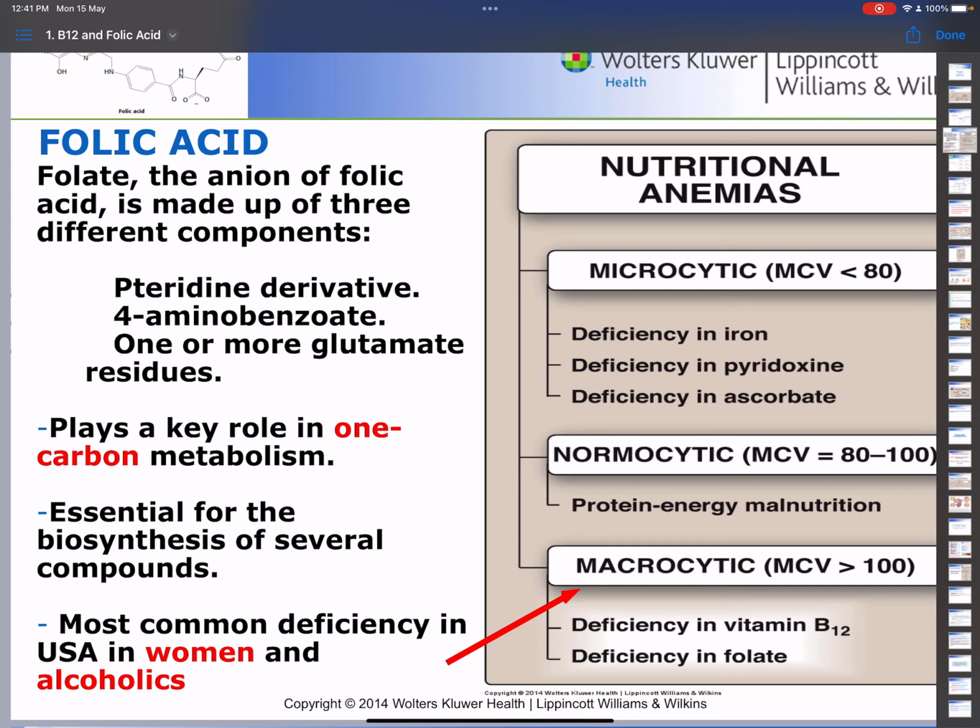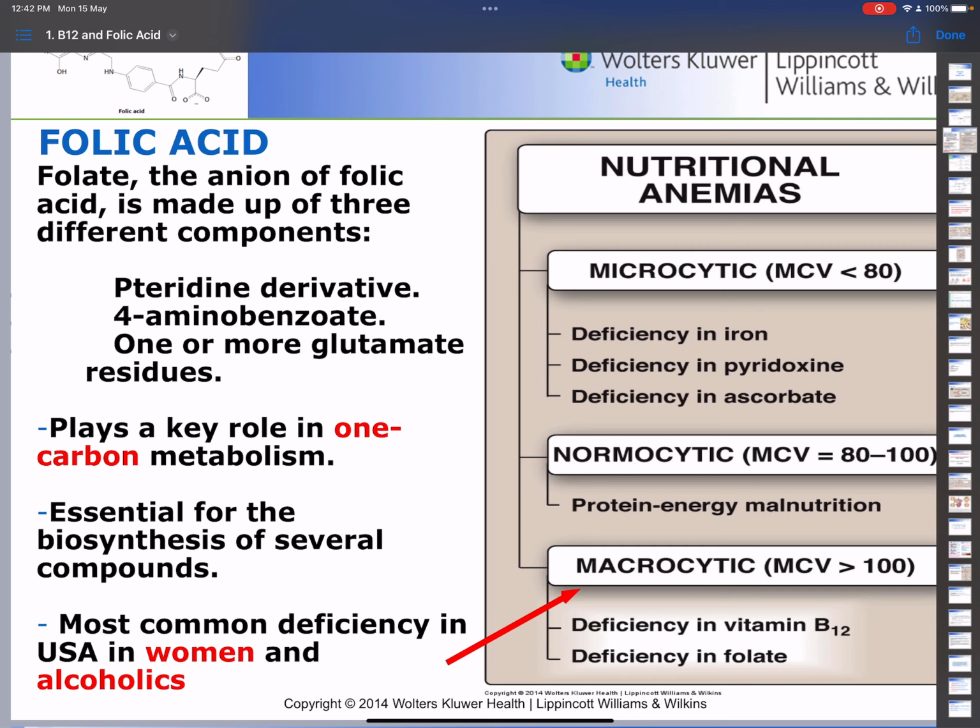The term 1-carbon you will read a lot if you read about metabolism of homocysteine or amino acids or other molecules in the body. It means that you are transferring a carbon atom from one molecule to another in order to build up or make new metabolites. We will look at some of these, but the key word here is 1-carbon metabolism.